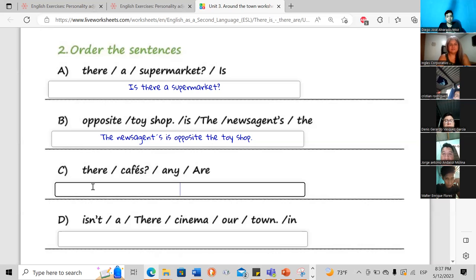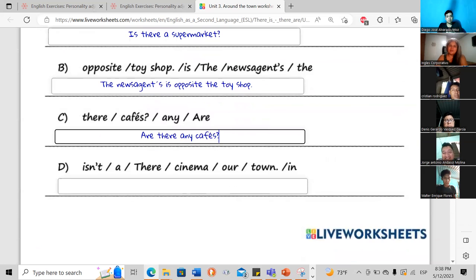Are there any cafes? What is the meaning of "any"? You know? Any? ¿Qué significa "any"? Algún. Algún. Good. Thank you.